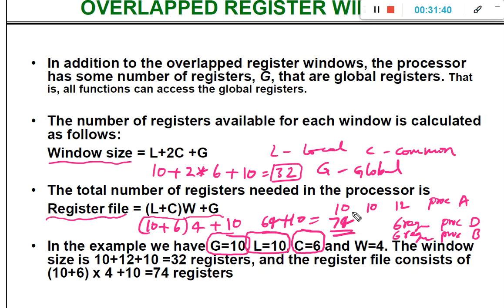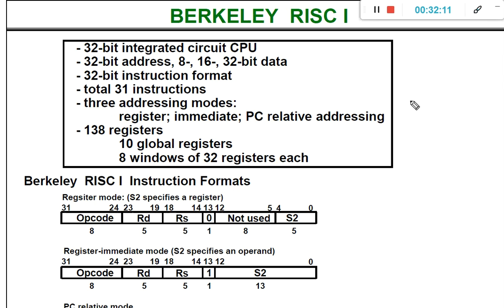So in the previous diagram we have seen that a total of 74 registers were used, among which each window will utilize 32 registers: 10 global registers, 12 common registers and 10 local registers. So the window size is 4 because we have considered 4 procedures: procedure A, procedure B, procedure C, procedure D. Like this we can calculate the number of registers in an overlapped register window. So that was about the RISC computer.